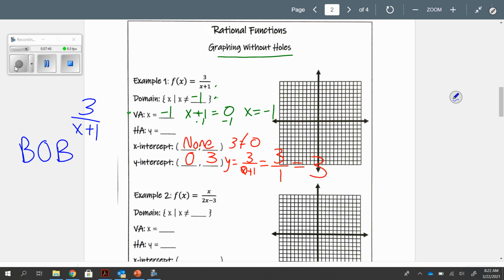So when it's bigger on bottom, that's going to be a 0. So when it's bigger on bottom, y equals 0. So the horizontal asymptote is 0.